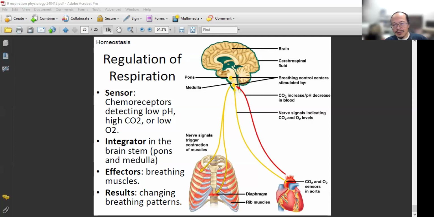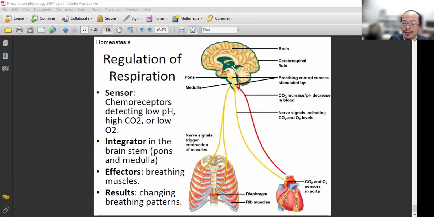As I mentioned earlier, we have two centers for breathing. One is the pons or pontine, the other is the medulla. One controls the frequency of the breathing, and the other controls how strong the breathing is with that frequency. Then to maintain the homeostatic level of pH, CO2, and O2, we need an effector. The effector will be the breathing muscle.